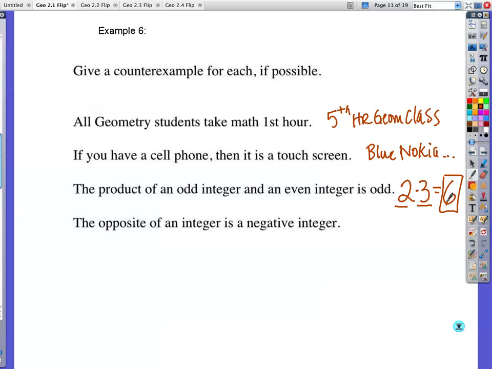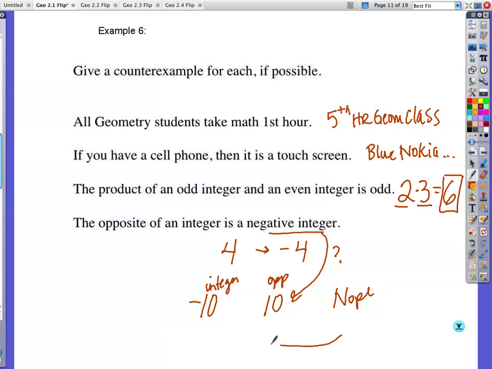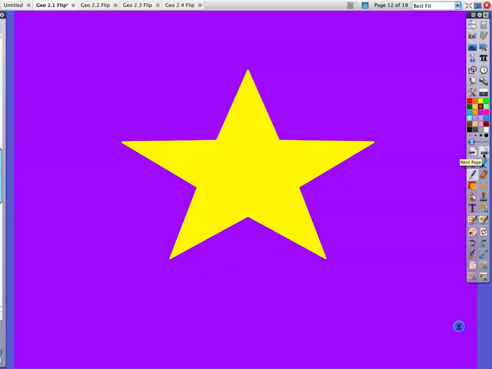The opposite of an integer is a negative integer. Most of you are like, well, the opposite of 4 would then be negative 4, and that's true. However, isn't negative 10 an integer? Then the opposite would be positive 10. Does that give me a negative integer? Nope. So negative 10 would be a counterexample to this statement right here. And that's the end of the lesson.